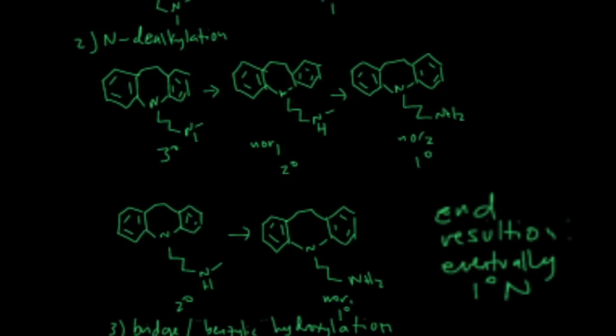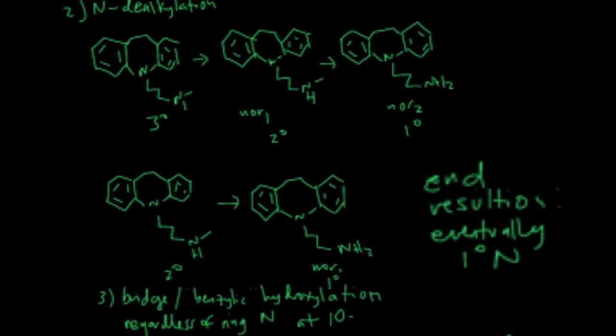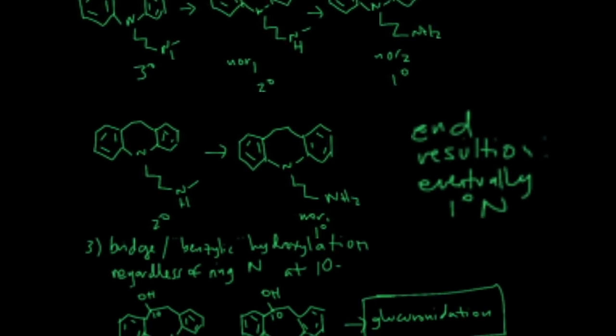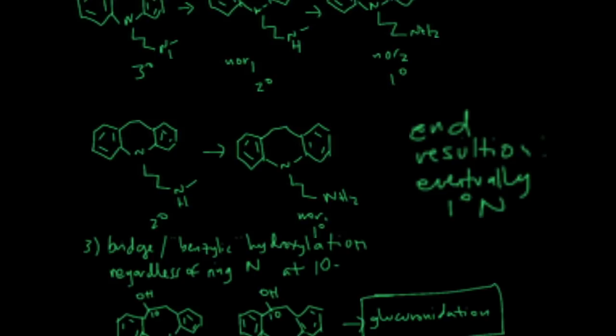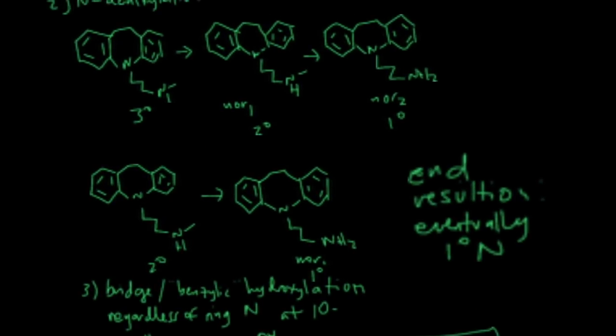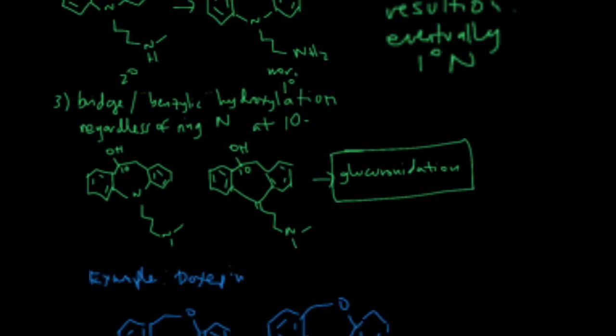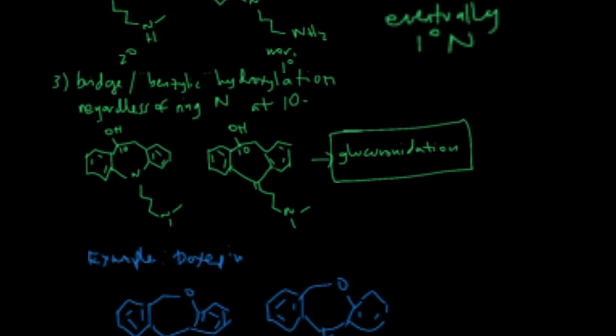You can have N-dealkylation, where you produce NOR1 and NOR2 metabolites, depending on if you start with a tertiary amine or a secondary amine. Your end result is eventually a primary amine. You can N-dealkylate before you metabolize by MAO. Ten hydroxylation can occur regardless of whether you have a nitrogen in the middle ring. Remember that hydroxylation always leads to glucuronidation.